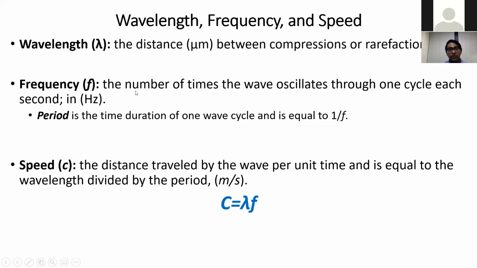If we take the inverse of that time period, we can get the frequency of the sound wave. And frequency and wavelength, if we multiply them together, that gives the speed of the sound wave. That basically tells us how fast a sound wave is traveling in a medium. So these are the three basic parameters that define a sound wave which is traveling in a medium.